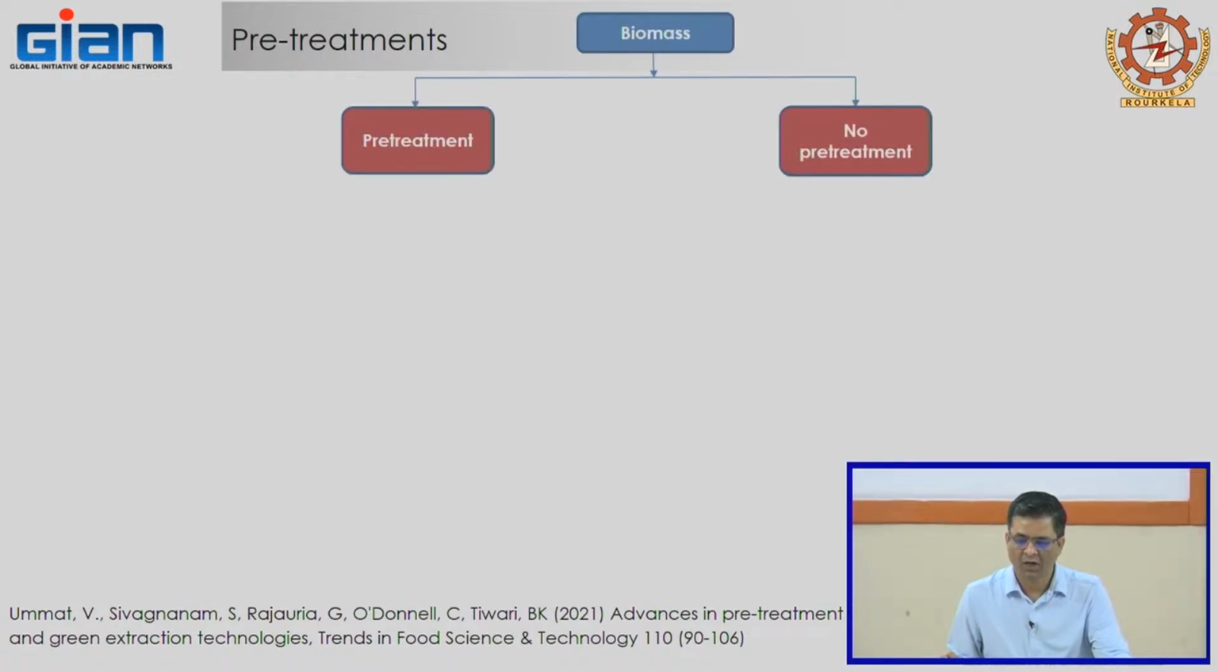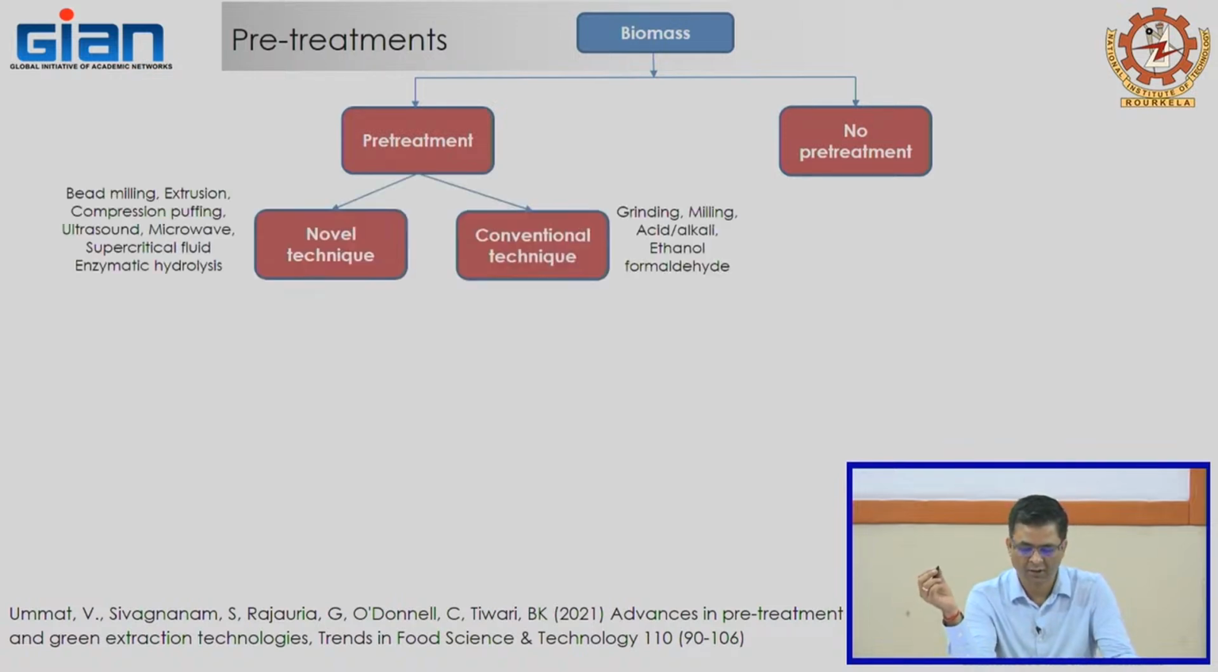So this was one, biomass. I already mentioned that not every system needs a pre-treatment. In some cases you have to have a pre-treatment, in some cases you do not. Now this is how we develop an extraction process. Novel techniques: extrusion, compression, microwave, ultrasound, supercritical, enzyme. Although these are not all new, milling is not that new, but how you mill it will be classified as new. Conventional: grinding, milling, alkali, ethanol or formaldehyde, which we mentioned during the alginate extraction process.